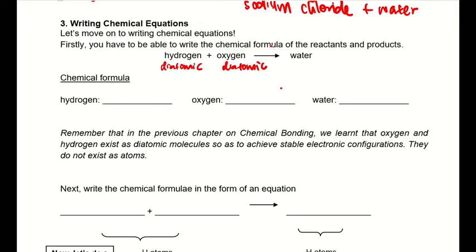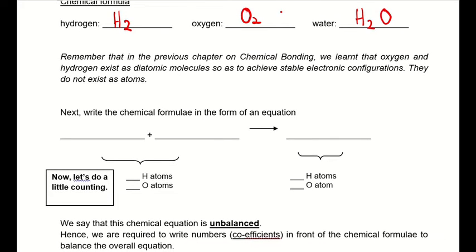Diatomic means it exists as twos instead of singles. The chemical symbol of hydrogen is H, and because it exists as two, it will be H2. Oxygen also, its symbol is O, and because it exists as two, it will be O2. Then next, water is H2O. Then we will just substitute these into the word equation. So instead of hydrogen, you write H2. Instead of oxygen, you write O2. Instead of water, you write H2O.